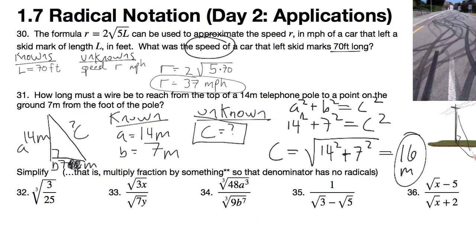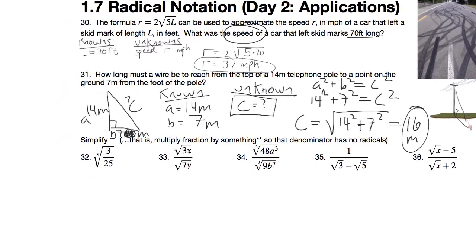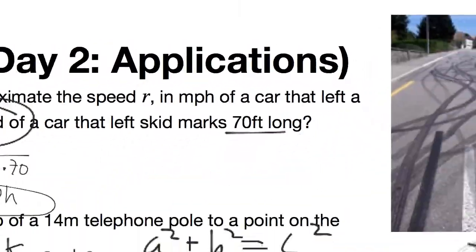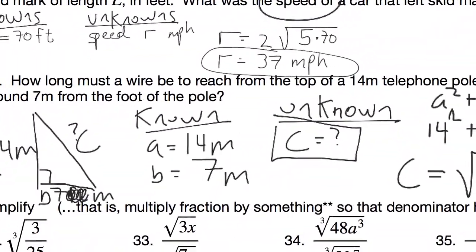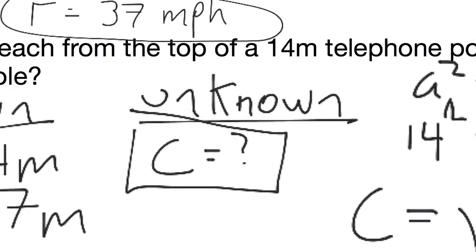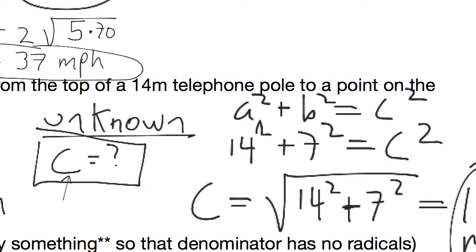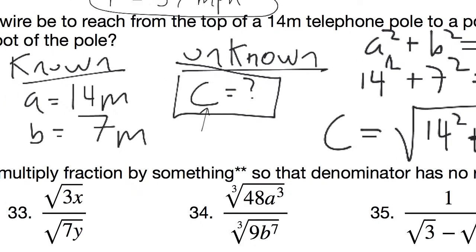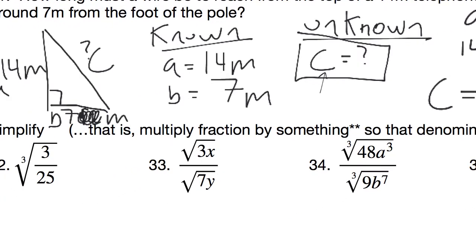All right, so real life applications. When you see applications, when you see word problems, write your knowns and clearly define a variable for your unknown. Without choosing the letter C, you are unable to write this equation. So it's so important to declare a variable for what you don't know.